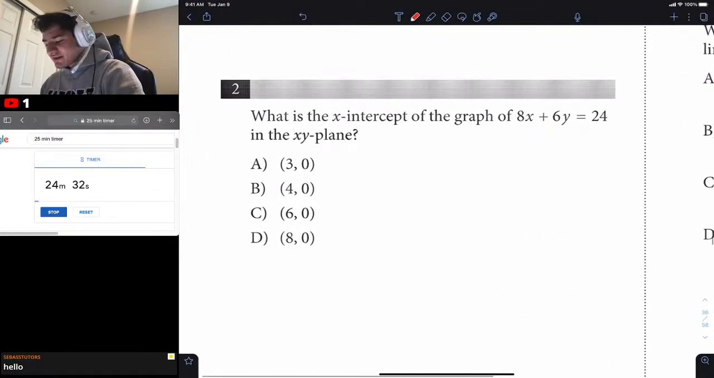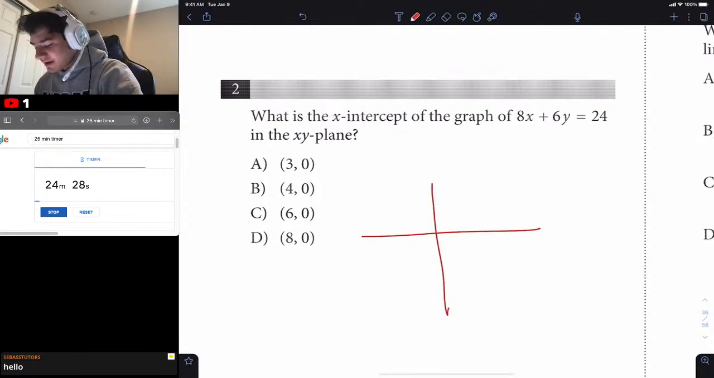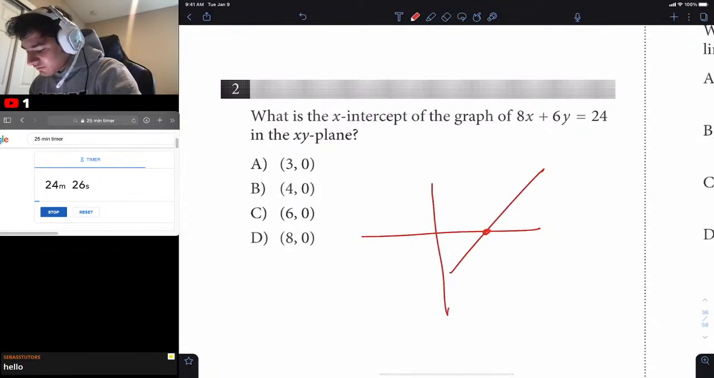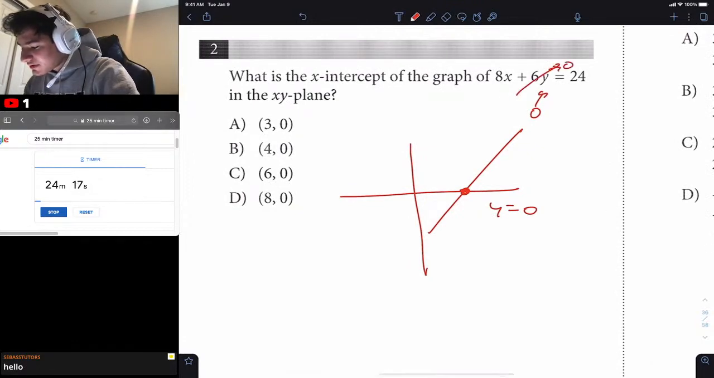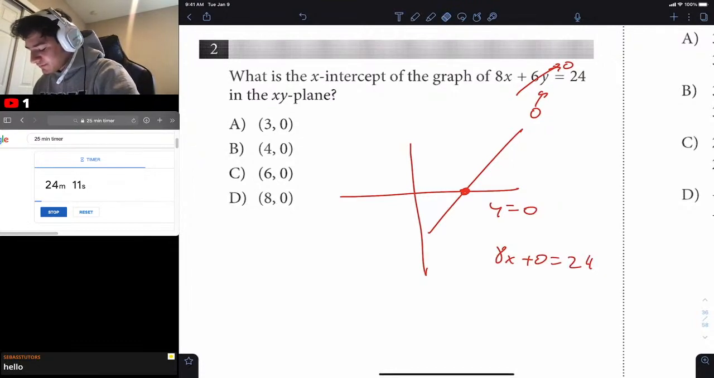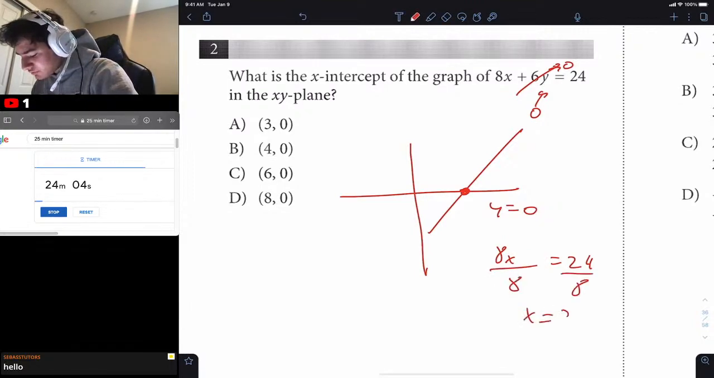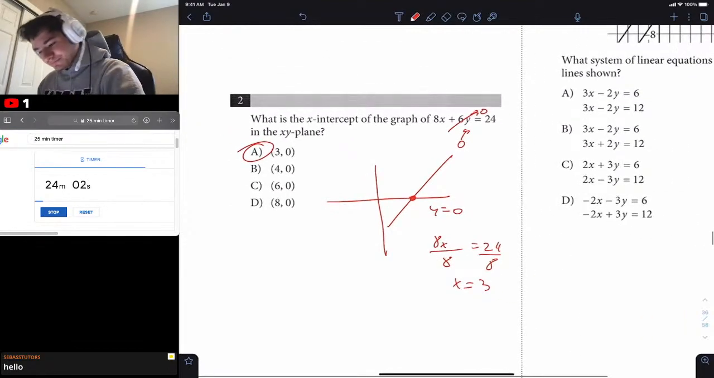Alright, what is the x-intercept of the graph? Okay, x-intercept occurs when y is 0, right? If we think about an xy plane, if we have a line right here, this is the x-intercept that occurs when y equals 0. So let's plug in 0 for y. So if we plug in 0 right here, we get 6 times 0 is 0. And then we get 8x plus 0 equals 24. That's fine. We can get rid of this 0 right there because it's just 0. And then we can divide by 8. X equals 3. Done.